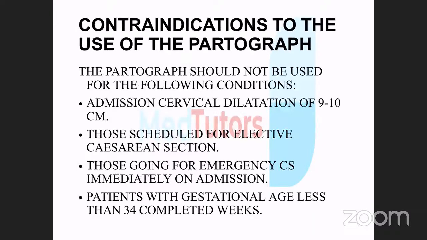What are the contraindications of the use of the pathograph? The pathograph should not be used for the following conditions. 1, when the cervical dilatation at admission is 9 to 10 cm, there's no need for a pathograph. It's already almost in second stage. Those scheduled for elective cesarean section, and those going for emergency cesarean section immediately on admission. Patients with gestational age less than 34 weeks. For preterm labor, you don't need a pathograph. All right? Any gestational age less than 34 weeks, no need for a pathograph.